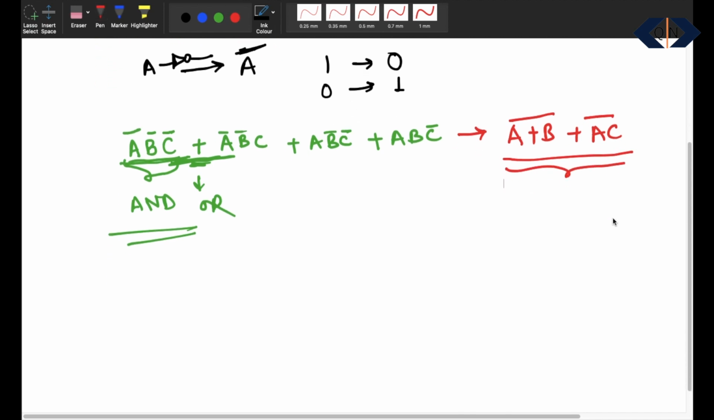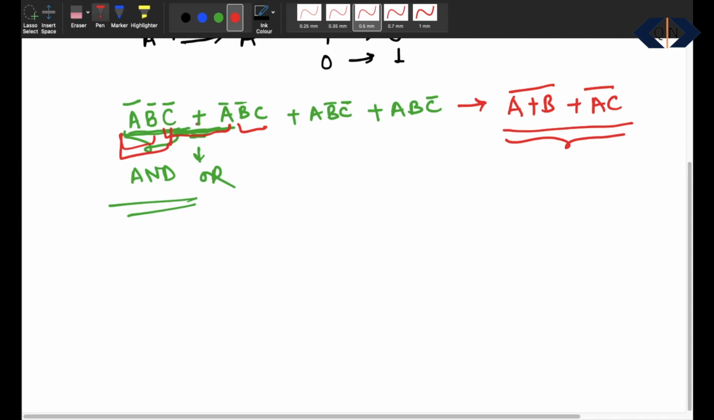So the first question now is, does the order of operation matter? Does it matter whether we first solve this, then solve all other things, or first solve this ABC and then perform the other operations, right? So does the order of operation matter? Let's look at this.